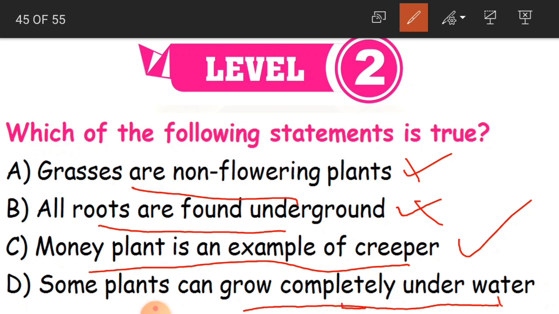This is also true, children, because plants like sea grass grow completely under submerged water. Okay, so our answers are C and D. Okay, C and D are both correct.